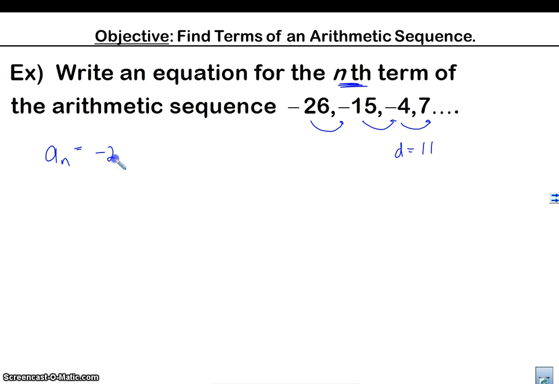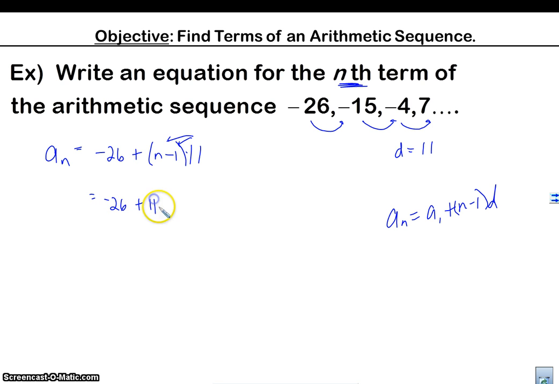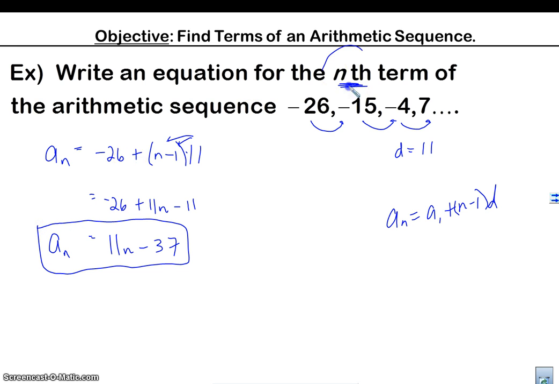So a sub n is the nth term. A sub 1 is negative 26, plus, again, we're using this guy: a sub n equals a sub 1 plus n minus 1 times d. N minus 1, we don't know what n is, right? And d is 11. Okay, so we're going to distribute. Simplify. 11n minus 37. And this is our formula. So if I wanted any term, I would just plug it in here and I'd find the term.